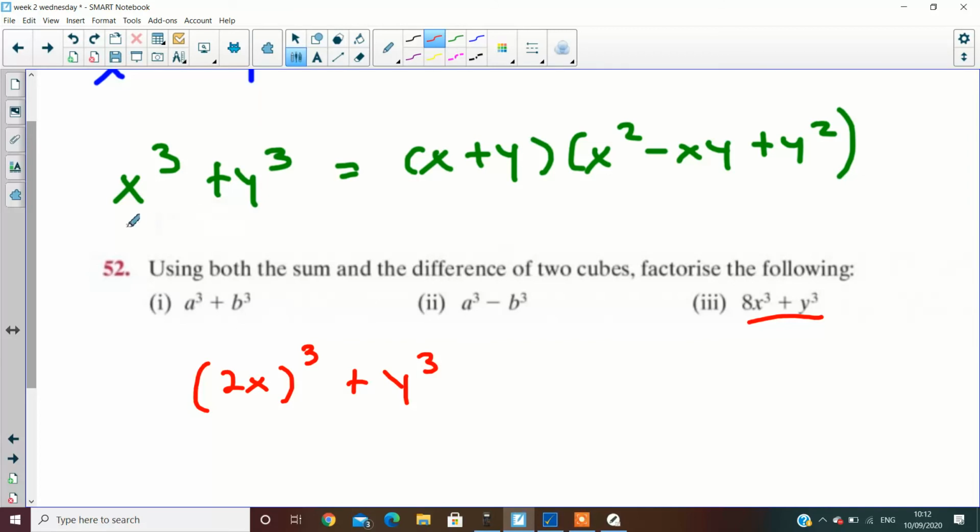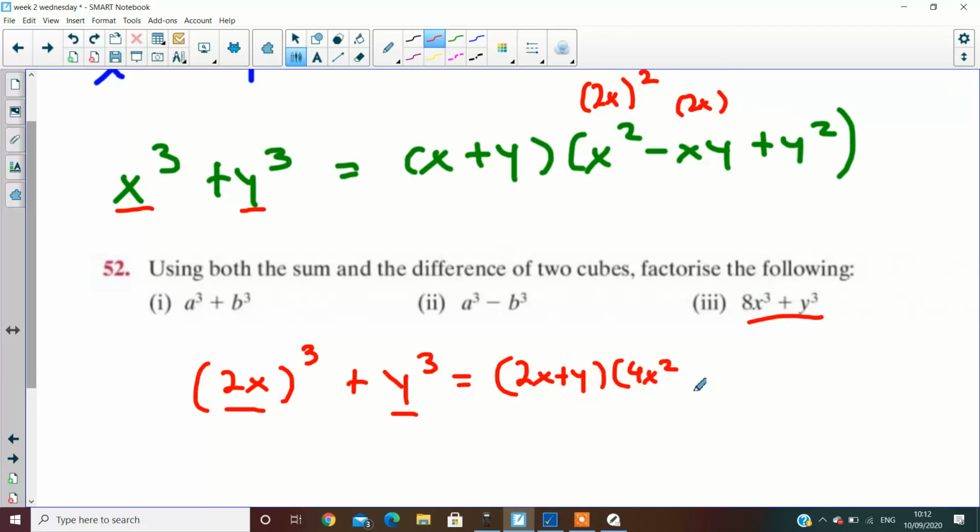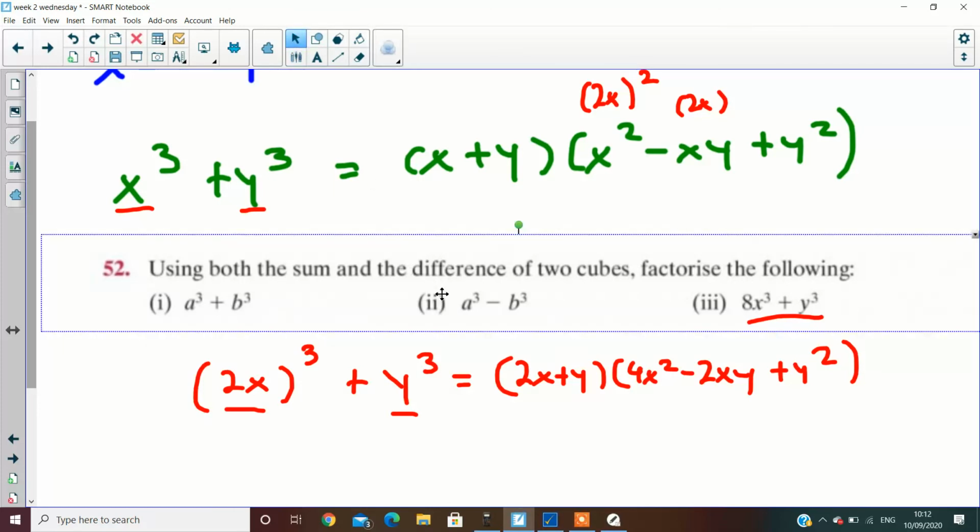Anybody know what to do for this one then? Instead of x, what do we have? And instead of y, we have the same answer. So what goes here? Plus y. What goes here then? 2x squared, which is 4x squared, then 2x times y, minus 2xy, and then after that, y squared. We all good? Right, I'll do one more of this. Okay, so that's 52 done.